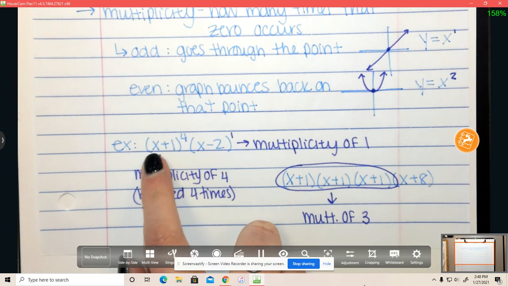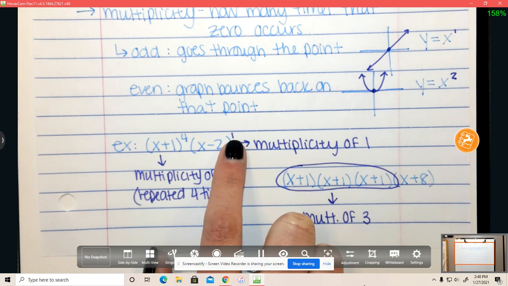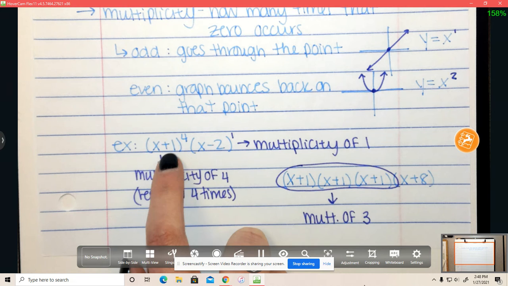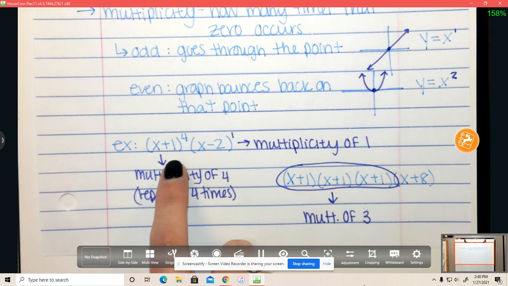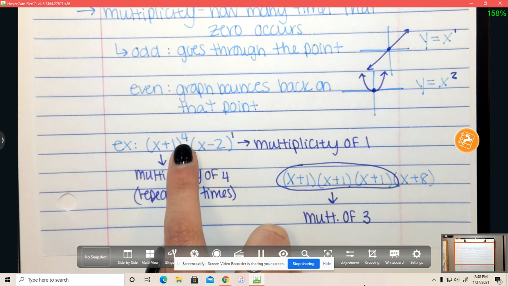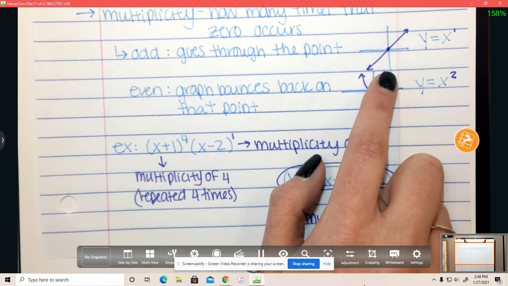Here's one example. You have (x + 1) all raised to the 4th and (x − 2) to an understood 1. So that exponent of 4 means that this factor or this zero has a multiplicity of 4. So the zero would be negative 1 because it's the opposite of that. And so it has a multiplicity of 4. That means that that zero or that intercept is repeated 4 times. And since this one's even, that means that the line would bounce at that 0.